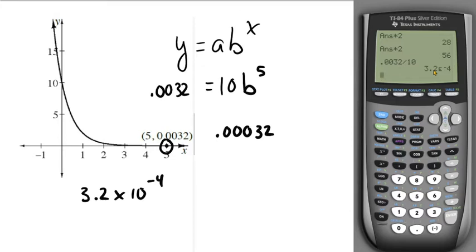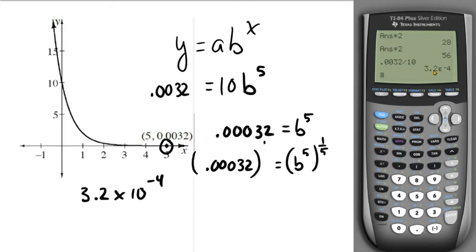Okay, but that is equal to b to the fifth power. So what did we say we could just do? Well, I can raise both sides of this to the 1/5 power. So I can go 0.00032, and over here I've got b to the fifth. I'm going to raise to the 1/5 power because that's going to give me what b is. I'm going to do the same thing over here.